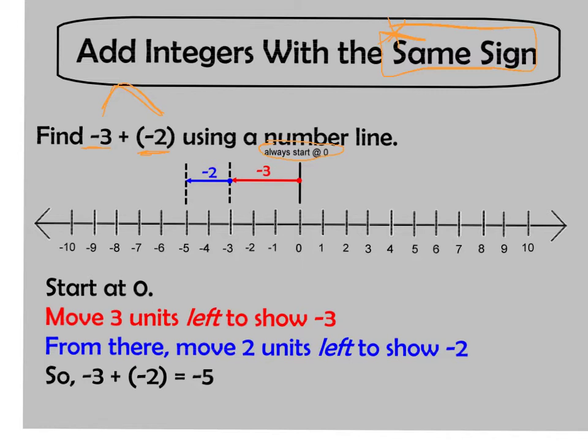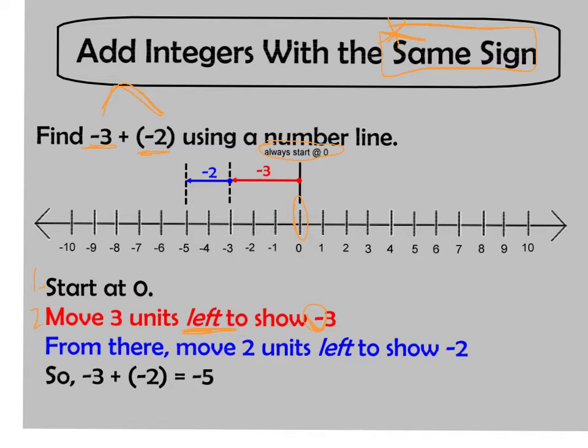So on your note sheet, you have the example there, and then you have what steps do you take when adding integers with same signs using a number line. So step 1 is you are going to start at 0. And so that's where we're at right here. And then step 2 is you're going to move 3 units to the left. And we're moving to the left because we have a -3 as our first number.